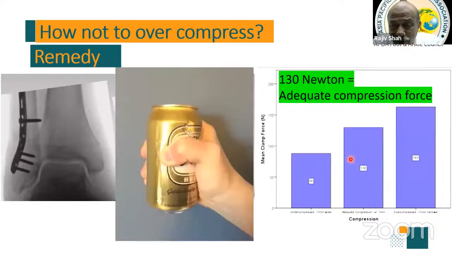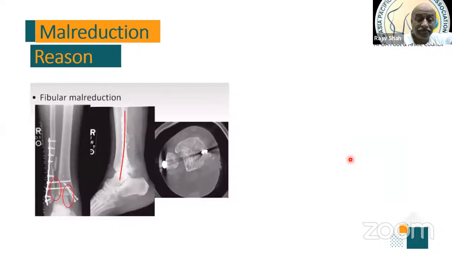This study also showed that it is like compressing a full Coke or Pepsi tin. How much are you able to compress a full tin of Coke or Pepsi or Thums Up? The force which you exert to compress it is the same force they compared as 130 Newton. So this is how you prevent over compression of syndesmosis. If you over compress, then there could be a fibular malreduction.